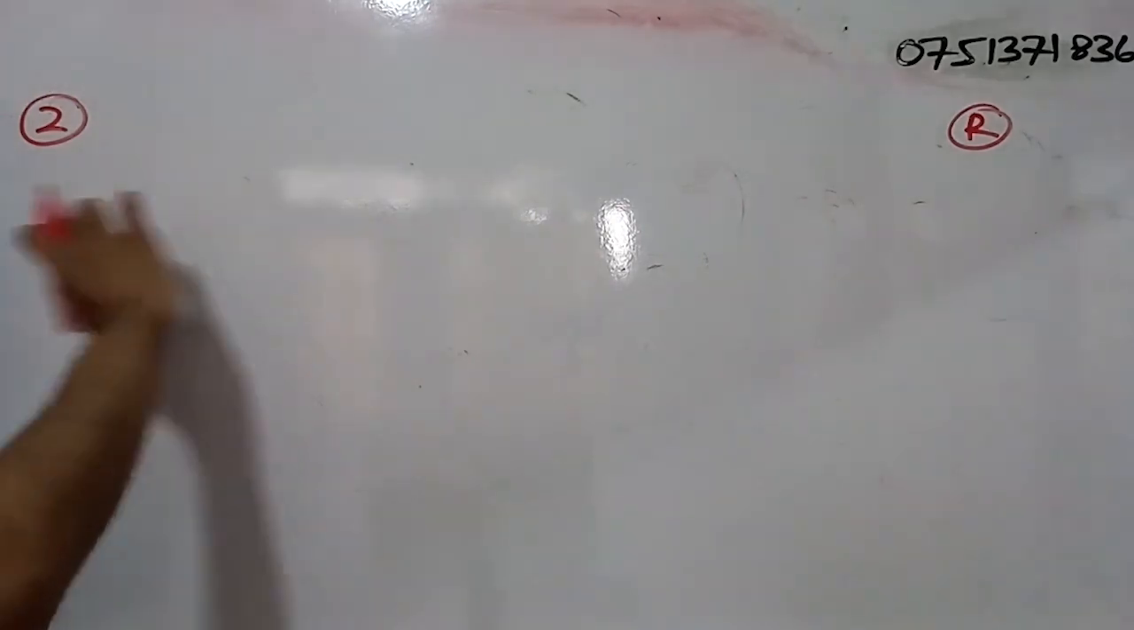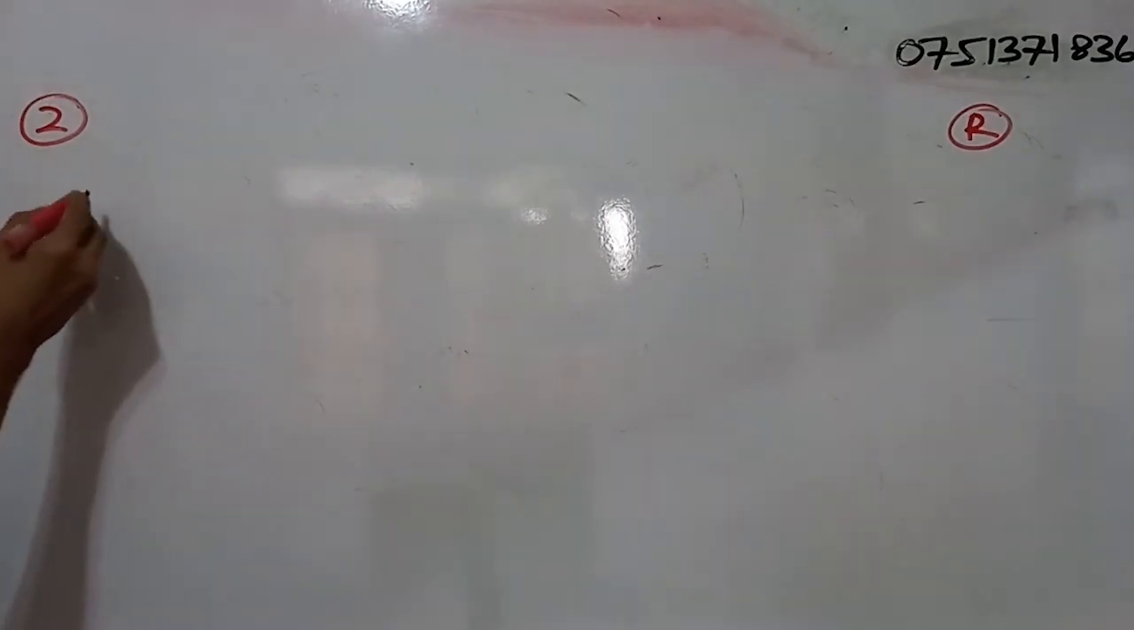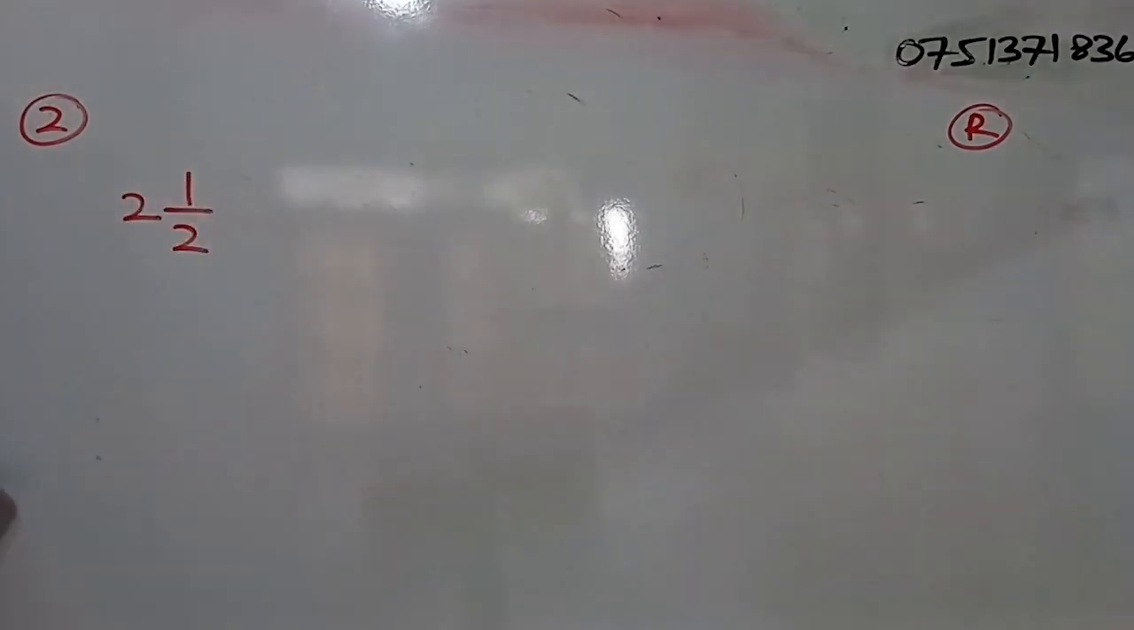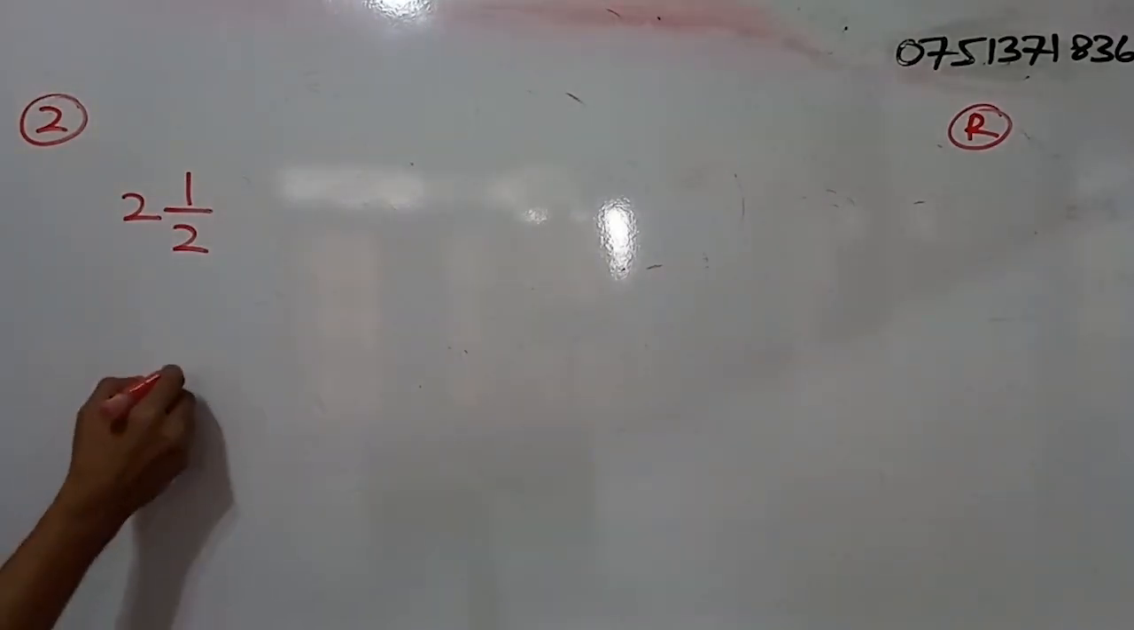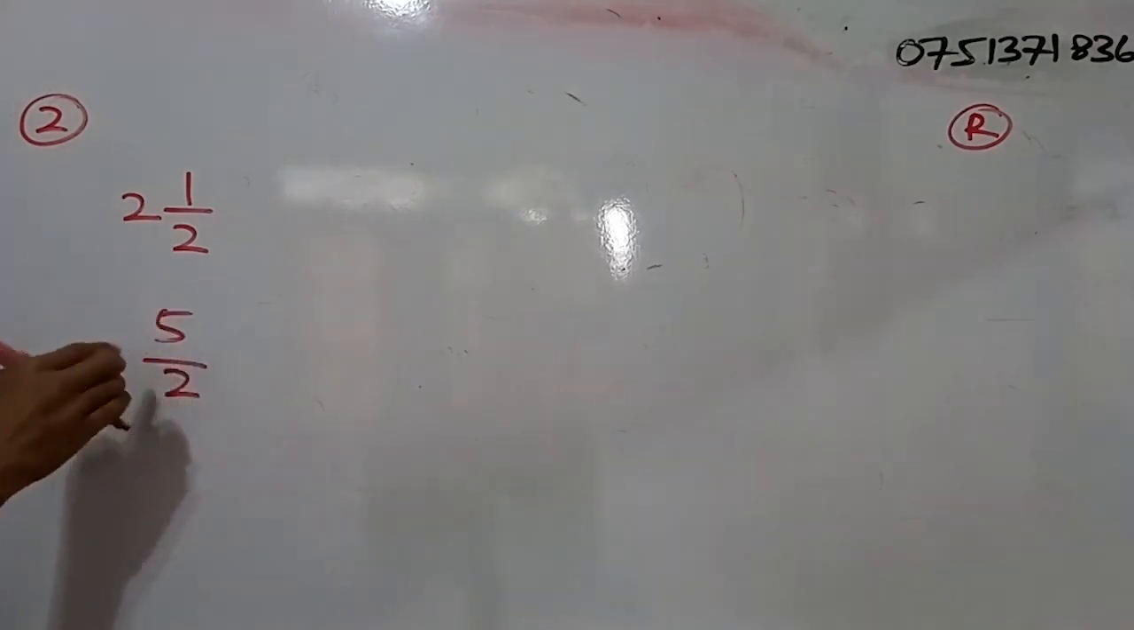Question number 2. Fill in the blanks in the following table. So the first row we have mixed number. Then the next row we have improper fractions. So the first one we have is 2 and 1 by 2. So we know what will be the improper fraction of this: 5 by 2. How do we get it?